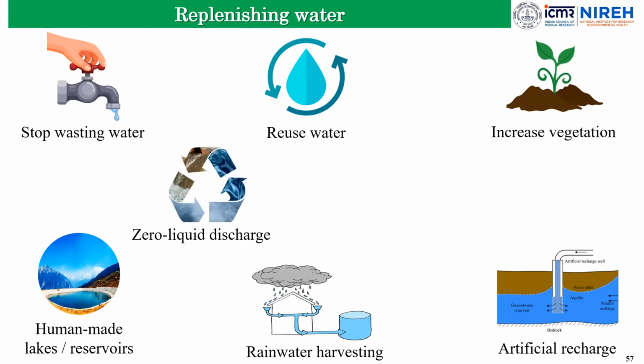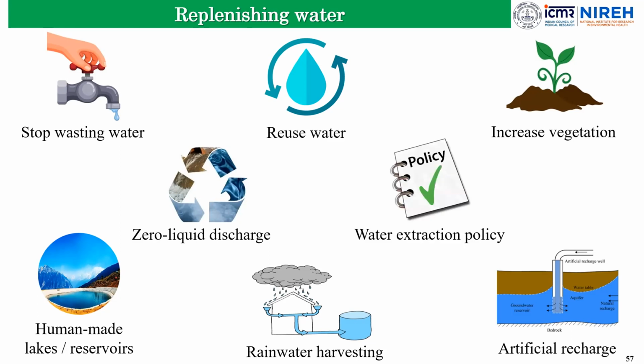Then zero liquid discharge. This particular term is basically related to industries. It has been emphasized by the Central Pollution Control Board a few years back that the industries which use a lot of water should go for zero liquid discharge. It means that they should not discharge any amount of water, and whatever water is being used in the industry, they should recycle it and reuse it. So that is the concept of zero liquid discharge. All of the water that you are using, you have to recycle and reuse.